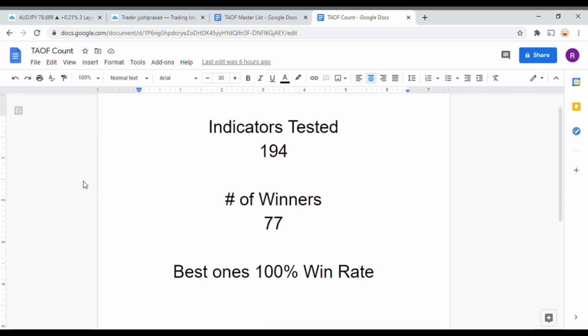So to date, we have tested 194 indicators. And out of those 194 indicators, 77 of them have been winners, which means that they have met or exceeded the 60% win-loss ratio threshold that we have set for them. The best ones so far were able to achieve a 100% win rate.